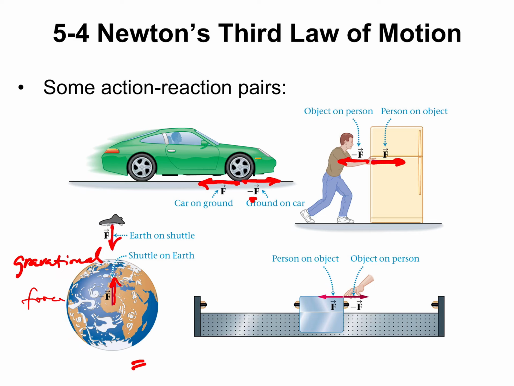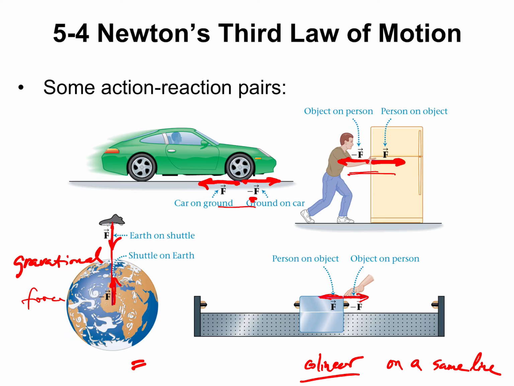Here is another example. If you apply force to the object, it's a force from person on object. Meanwhile, the object will push back with a force on you. Those two forces have the same magnitude and opposite direction on different objects. One more thing is also very important: those two forces must be collinear. Collinear means on the same line. So you see those two forces on the same line, same thing here.